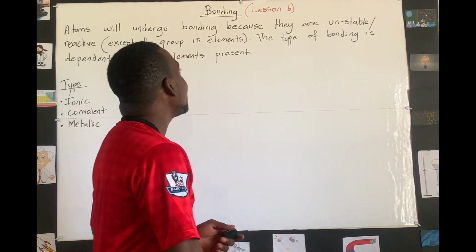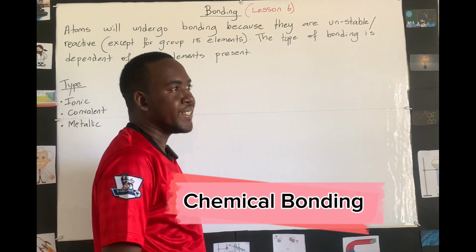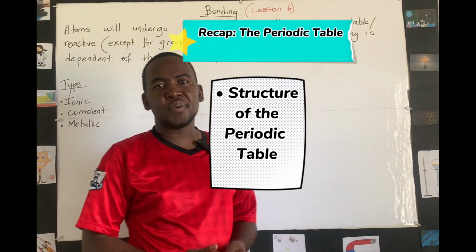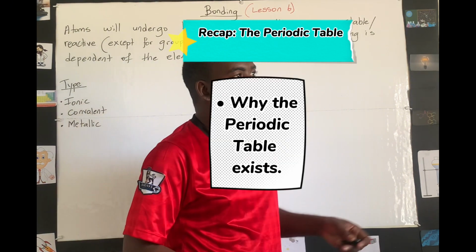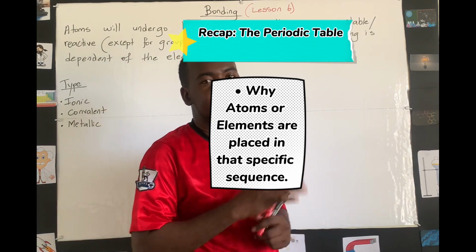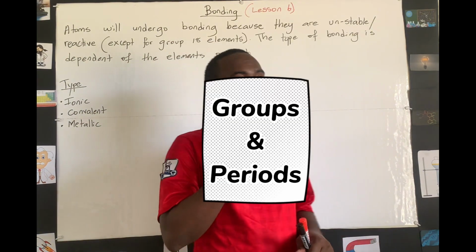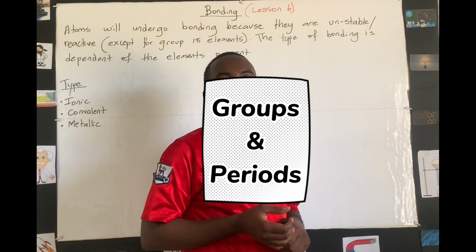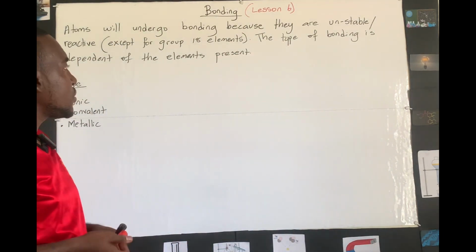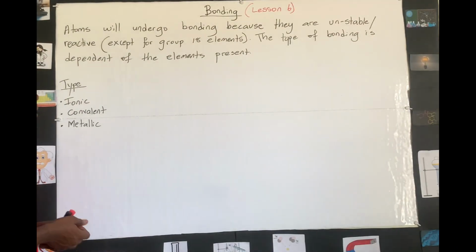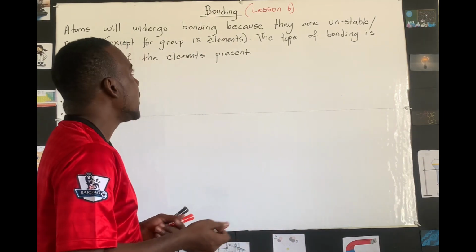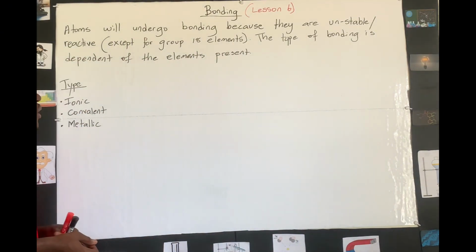So today's lesson will be focusing on chemical bonding. Last week we looked at the structure of the periodic table and why atoms or elements are placed in that specific sequence. We looked at the groups and the periods. Today we're going to look at bonding, because we know that atoms will undergo bonding. That's why we have water, that's why we have table salt.